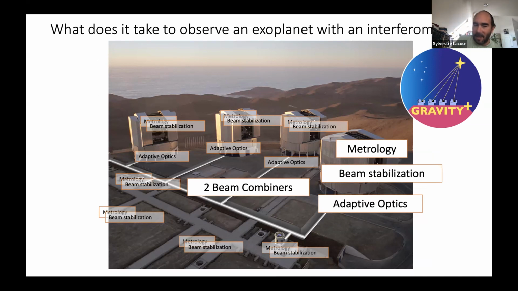Well, it's not just one beam combiner. It's actually two beam combiners, one for the fringe tracker and one for the science. But it's also a full infrastructure. You need a metrology. You need to stabilize the pupil. You need adaptive optics, and it's not just a beam combiner on one side.